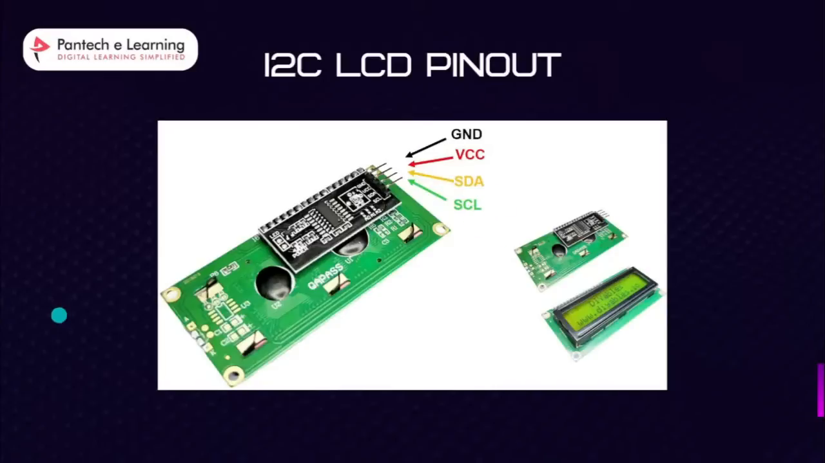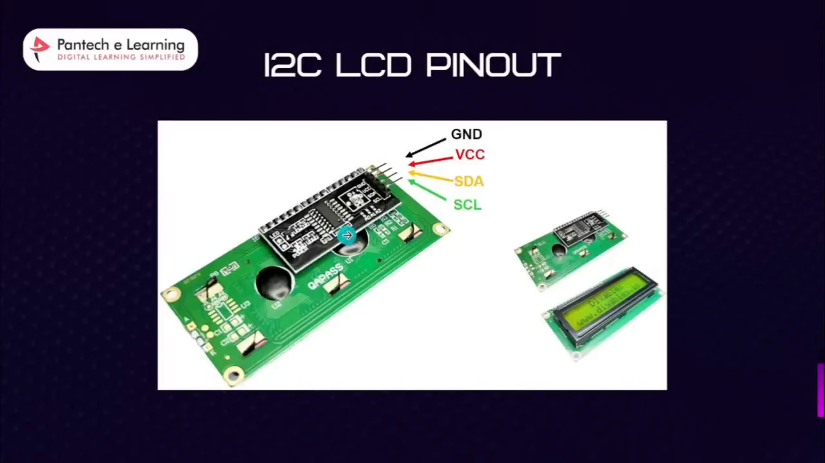At the back side of this LCD, you can also see a variable resistor over here. So this variable resistor is used to modify the brightness of the LCD. So this potentiometer is very handy when you are using this display module in different light conditions.